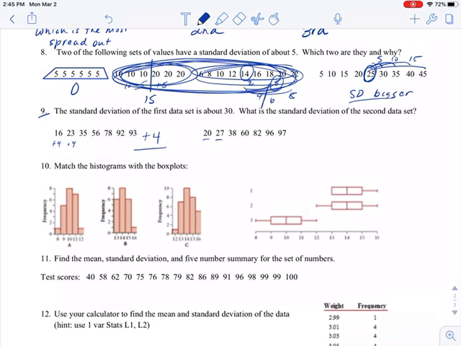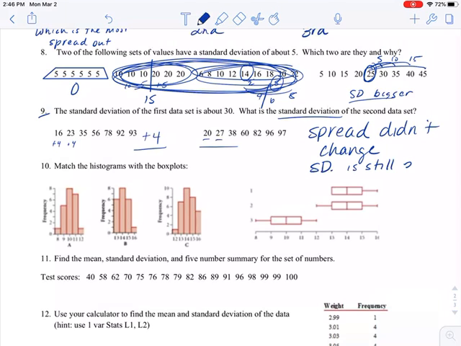Guess what? If you add 4 to all of these numbers on the left, you get all of these numbers on the right, which means the spread doesn't change. We added 4 to every number, but that doesn't spread out the data. That just shifts it up. So the standard deviation is still 30.